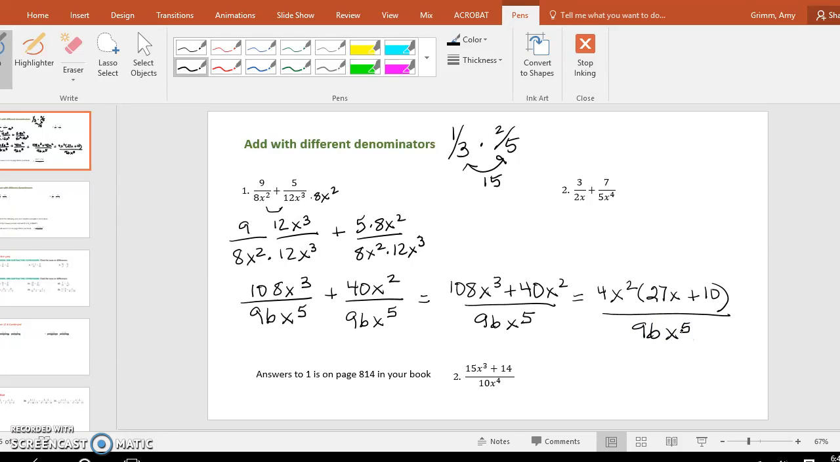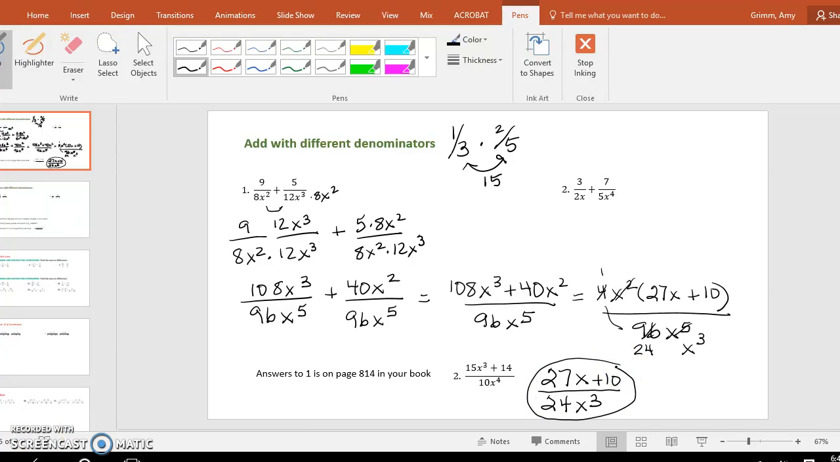And now I can go ahead and look at these two. And 96 divided by 4 is 24. That goes in 1, goes in 24. And then I can take off x squared here, which means I can take off x squared here, which gives me x to the third. So that my final answer is 27x plus 10 over 24x to the third. All right, so we finished that one.